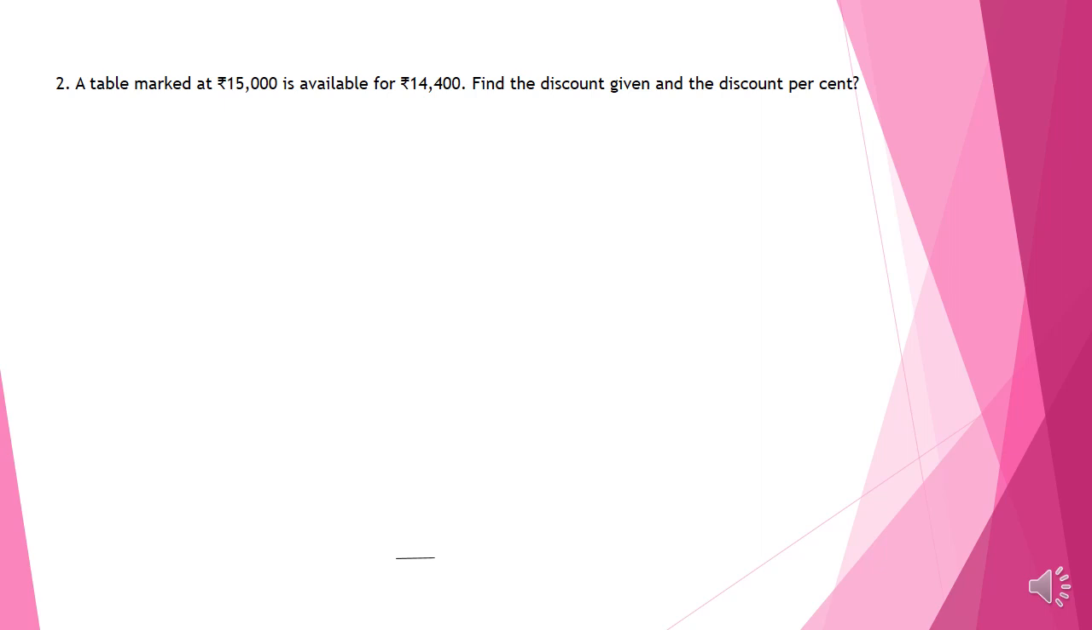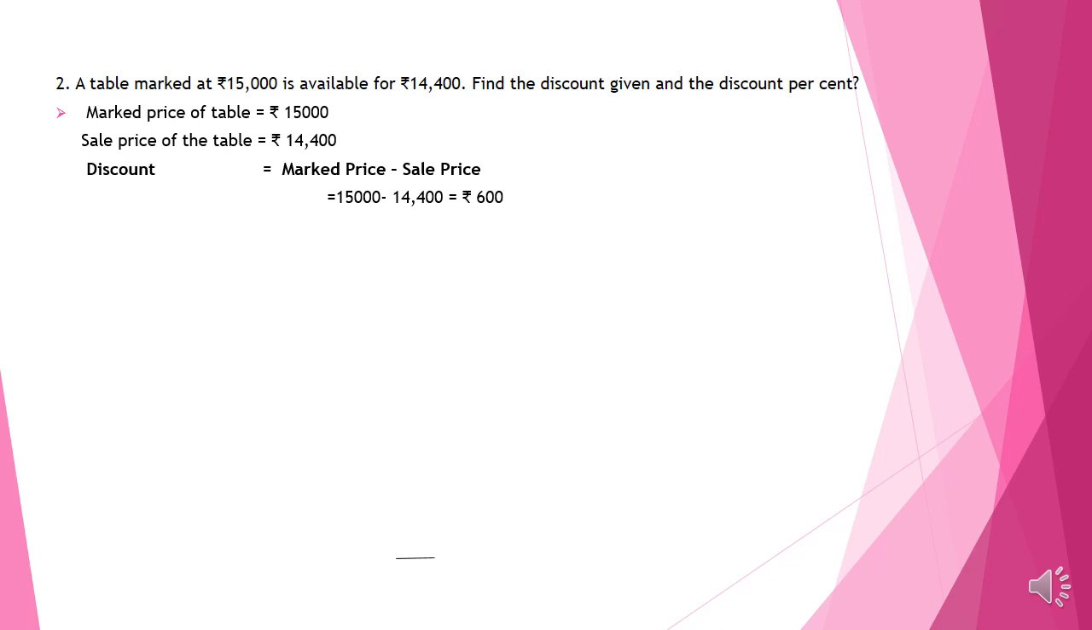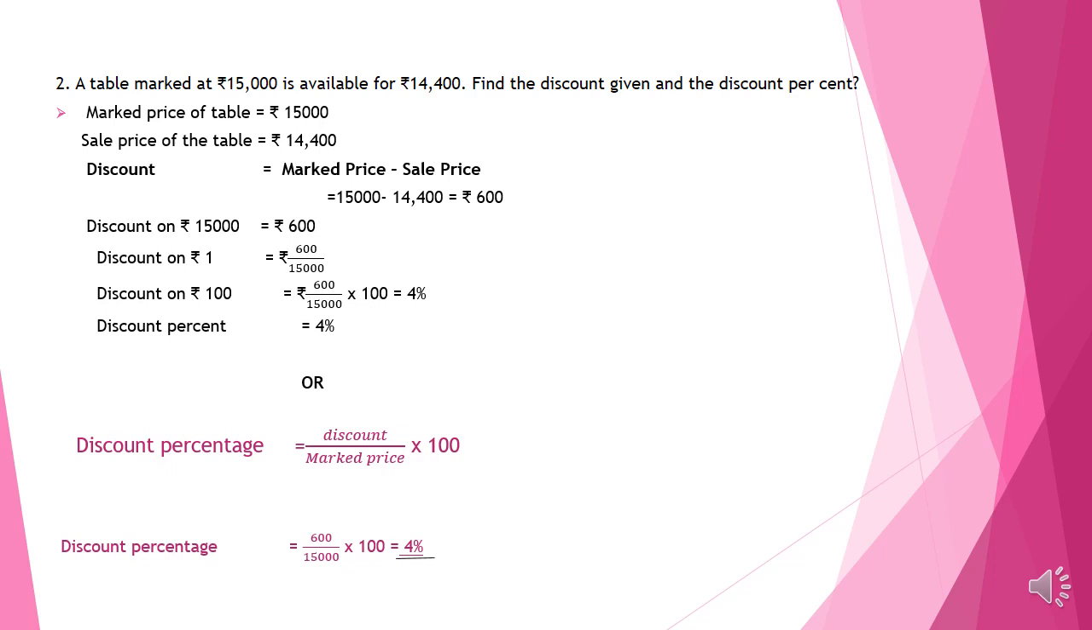Okay children. So let us now write the steps. Marked price of table is equal to rupees 15,000 and sale price of the table is rupees 14,400. Therefore discount, we only have to use the formula marked price minus sale price, equal to marked price is 15,000, sale price is 14,400. Subtracting, we get 600 rupees. Now we have to find the discount percentage. Okay children. So here discount on rupees 15,000 is equal to rupees 600.